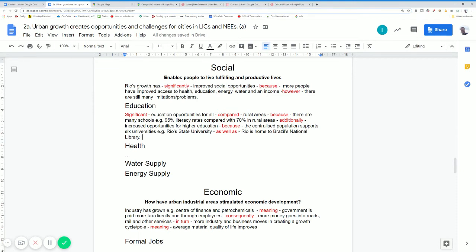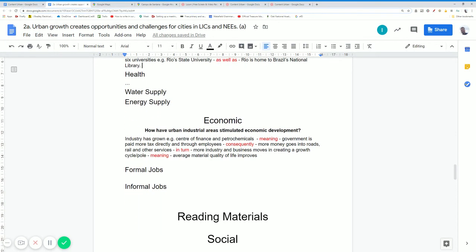So your job is to make sure you can explain each of the bits on the spec. So social, you've got education and health, water supply and energy supply. And then for economic, you've got to show how the urban areas have stimulated economic development. For that bit, I've given you a little introduction here, and I'd just like you to think about what these are and how these have been created by these industrial areas.